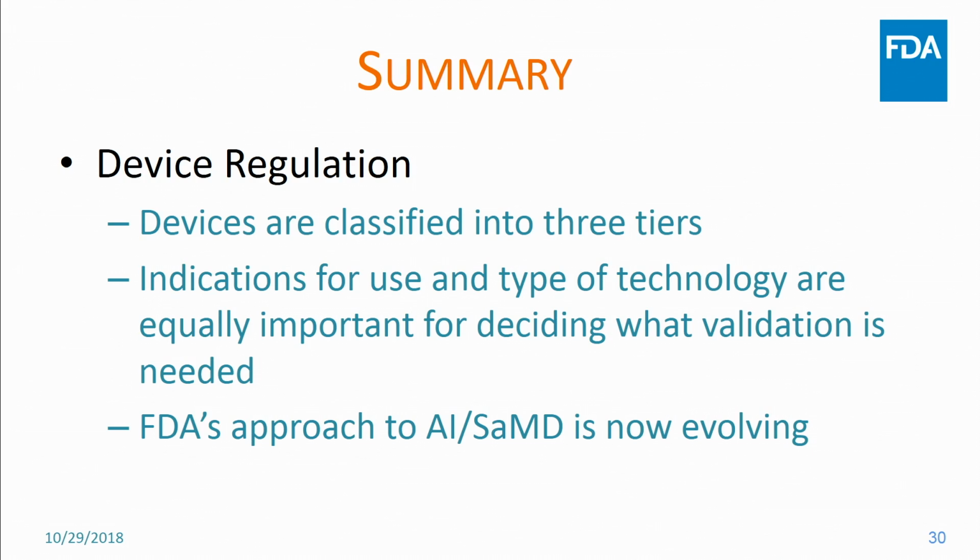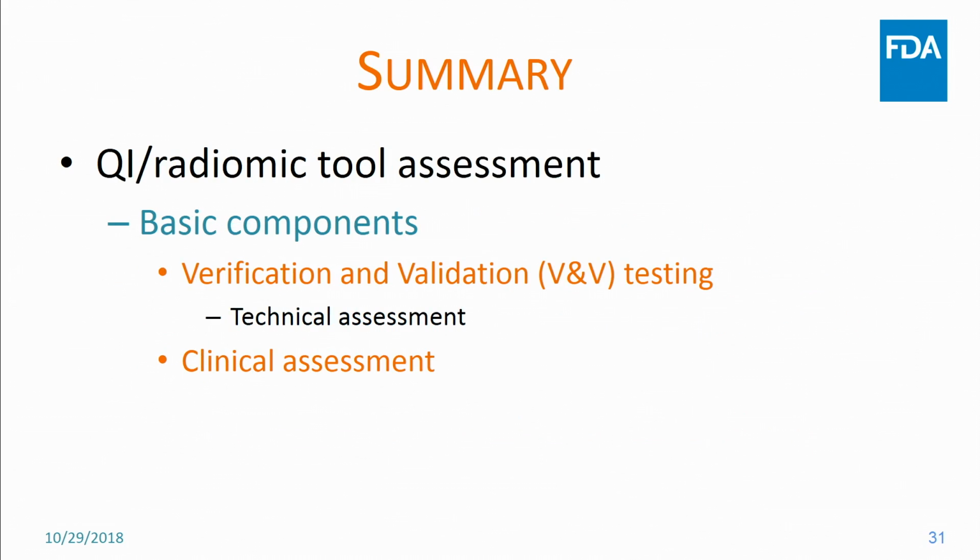So just a quick summary. Again, devices are in 3 tiers. The indication for use and the type of technology are just as important in deciding what validation method is needed. And again, we have these evolving approaches to software as a medical device. And then as radiomics or QI tools or any type of different combination of information, we're looking at verification and validation, which includes technical assessment or analytical assessment, and then clinical assessment of performance.